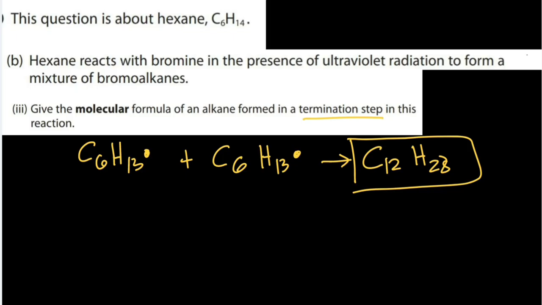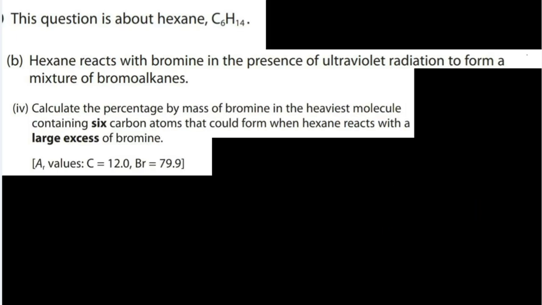And take note here that the product is a larger alkane. It is C12H28. So we can call this dodecane. Now the same question, calculate the percentage by mass of bromine in the heaviest molecule containing 6 carbon atoms that could form when hexane reacts with a large excess of bromine.